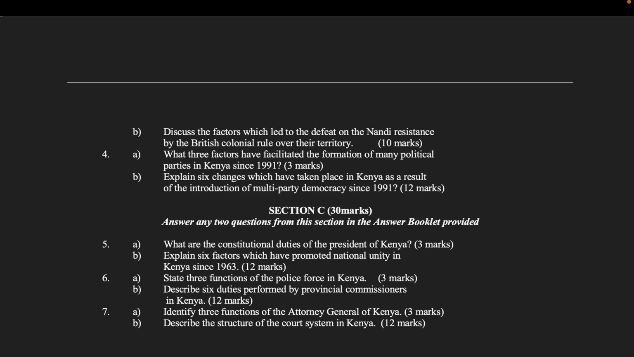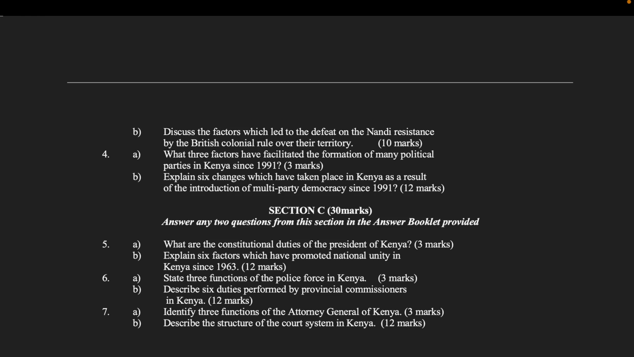4b. Explain the changes which have taken place in Kenya as a result of the introduction of multi-party democracy. Kenyans have been provided with the opportunity to join parties of their own choice. It has promoted accountability and transparency on the part of the government. It has enhanced the implementation of economic reforms in the country, SAP.